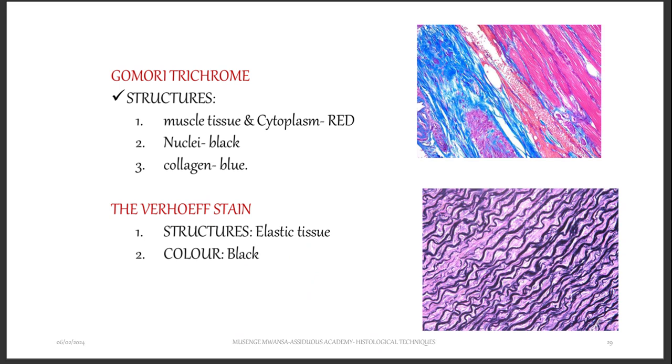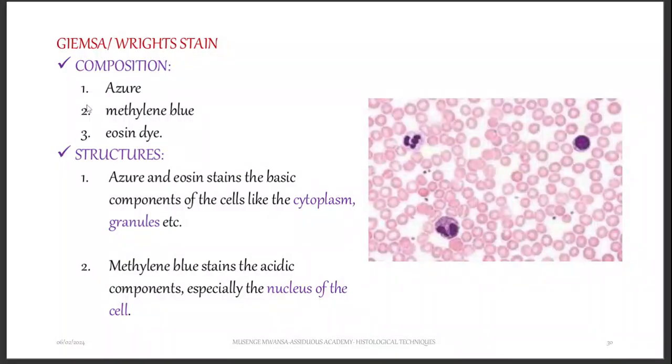Extracellular matrix is made up of protein fibers and ground substance. And then protein fibers, I mentioned three: you have collagen fibers, reticular fibers, and elastic fibers. The special stain for elastic fibers or elastic tissue is the Verhoeff stain, and it stains black, as you can see here. Okay. And then you have this one, you also need to know it, the Giemsa stain.